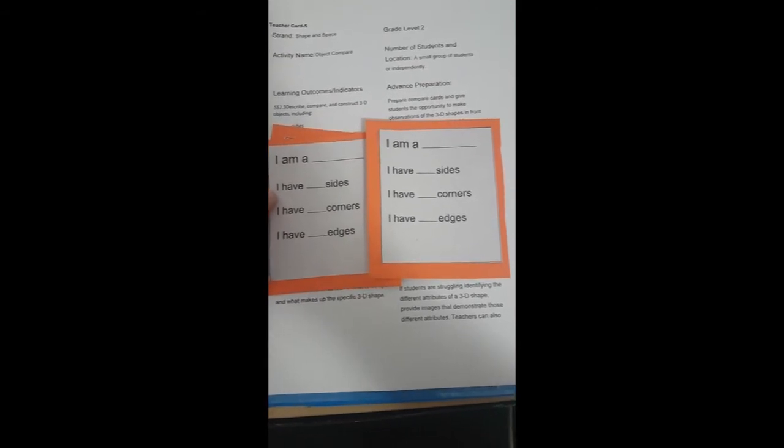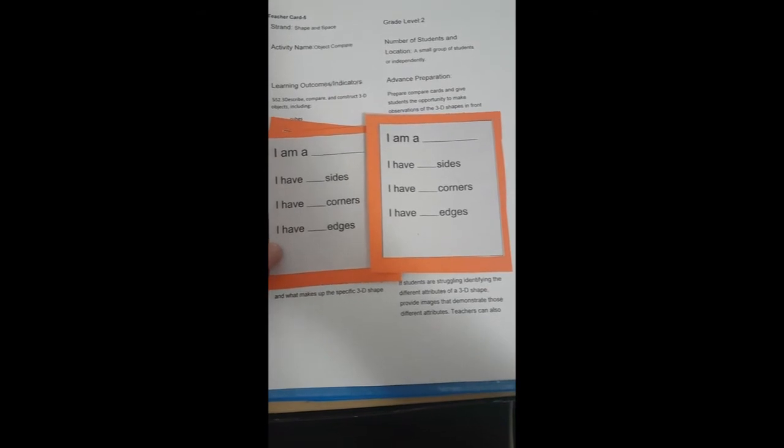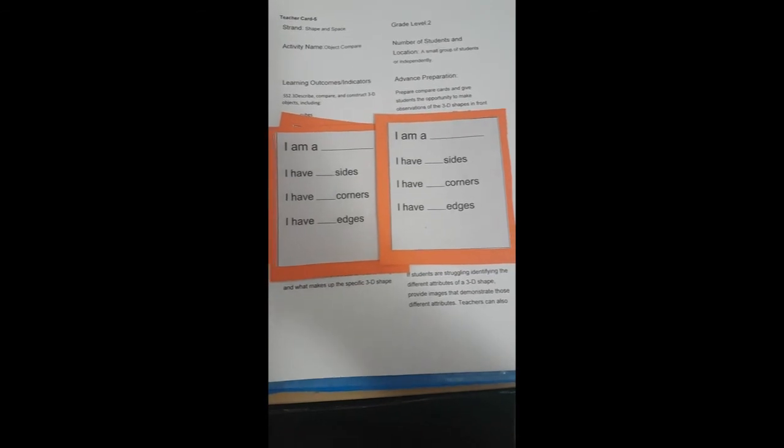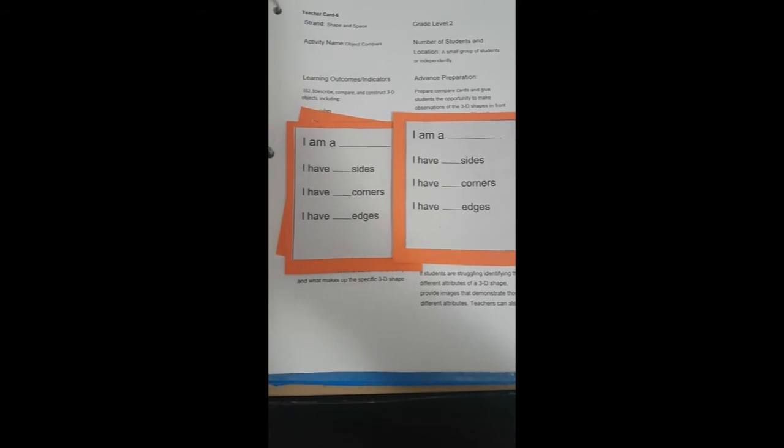So if I have a cube, I'll put in here, I am a cube. I have 6 sides, and then I will list however many corners it has and however many edges it has. Students can do this by physically looking at the object and counting how many sides, corners, and edges they have. These compare sheets help students to think more critically, and they can see and compare different attributes of these different 3D shapes.